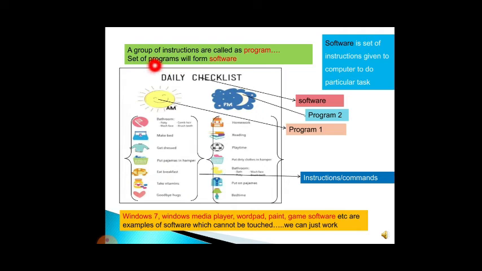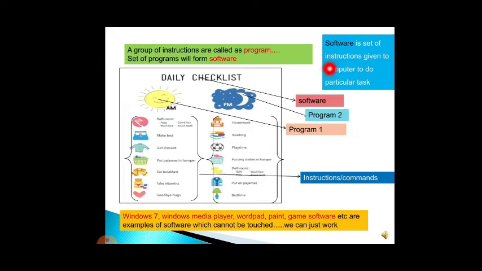Software. So a group of instructions is called a program. A set of programs will form a software. So what is a software? Software is a set of instructions given to the computer to do a particular task. So what are instructions? They are nothing but commands. You have to do like this, you have to do like that. So they are nothing but the instructions.